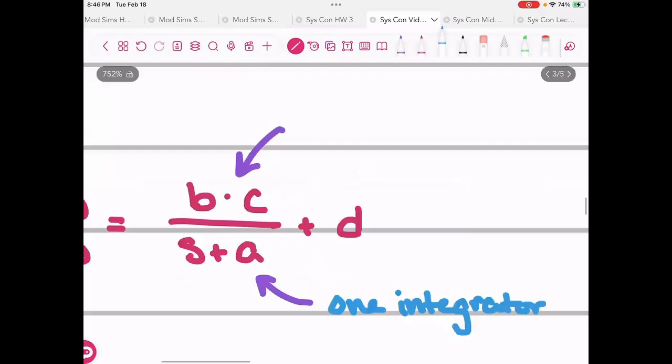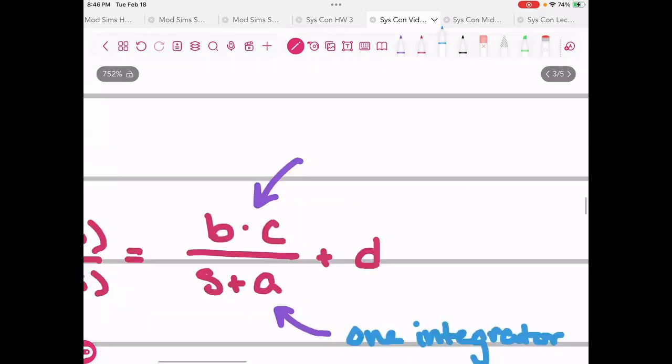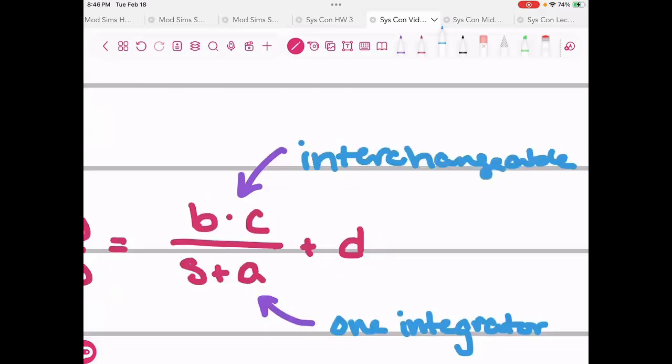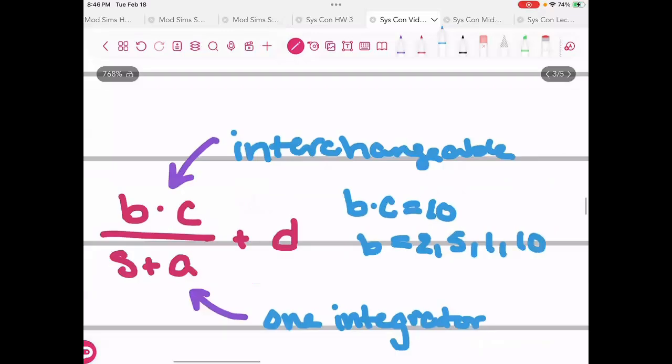And then another good thing to know is that the b and c here are interchangeable. If you have b times c equals 10, b can be 2, it can be 5, it could be 1, it could be 10. As long as b and c multiply to 10, you are good.